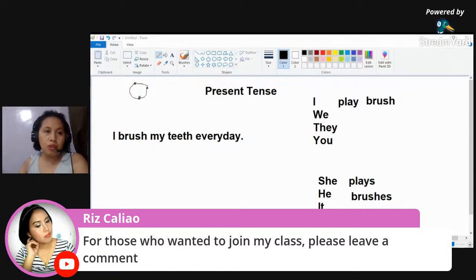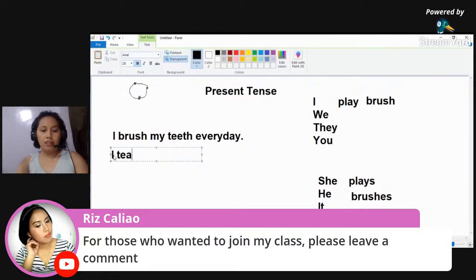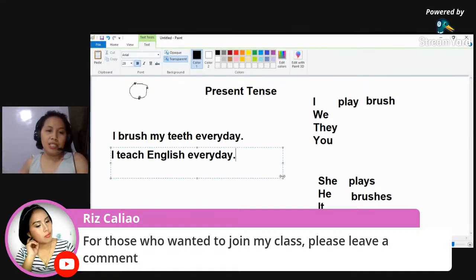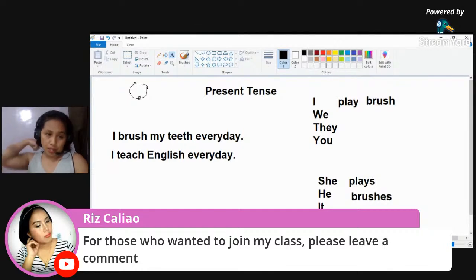So, for example, ano ba yung mga ginagawa nyo, guys, every day? Example, sa akin, I teach English every day. So, ikaw, Sisi, ano yung ginagawa mo dyan? So, yan. I teach English every day. Kasi I naman siya, so dapat walang S or ES. Kasi I, we, you, they, walang S or ES. Doon lang tayo gagamit ng S or ES pag she, he, and it.